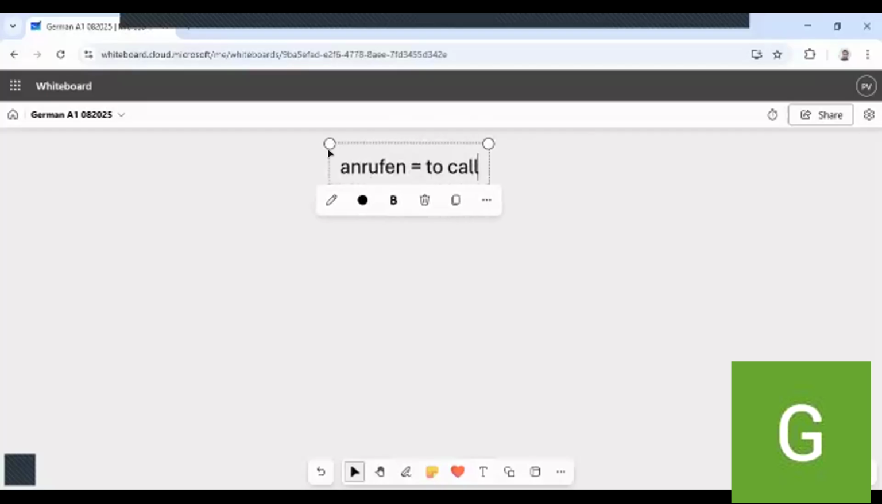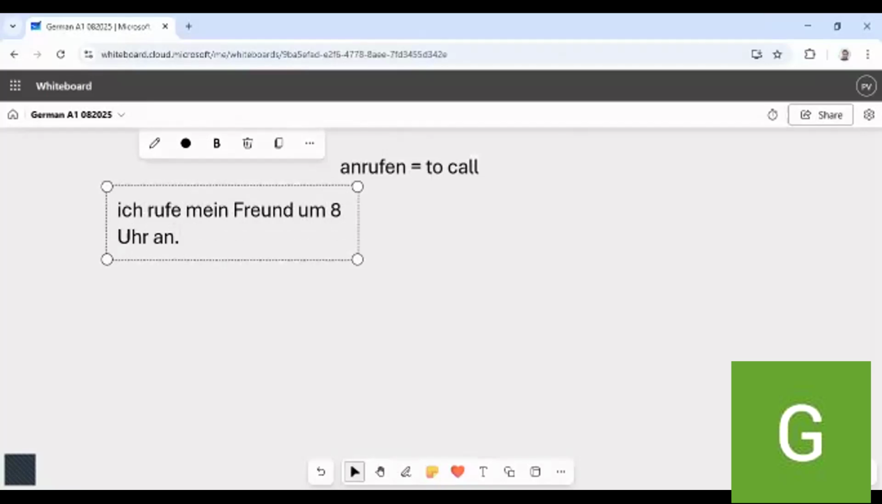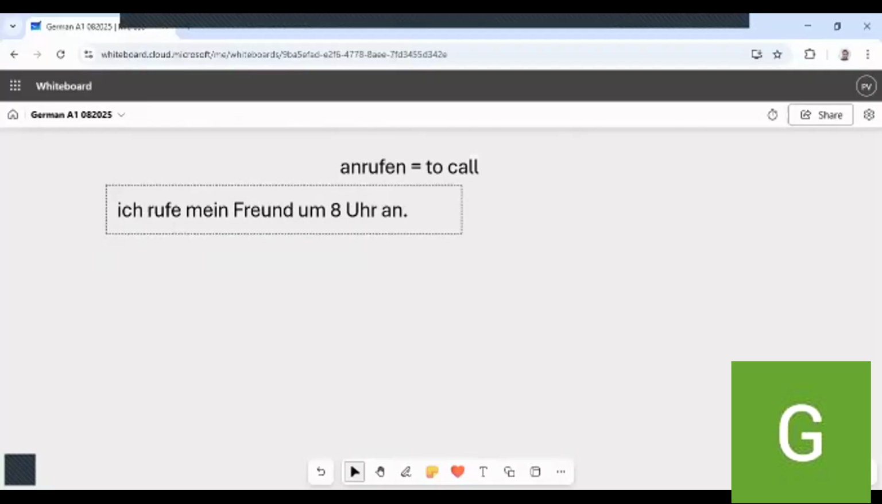So more precisely, it is to call somebody on the phone. Okay? So how are we going to make a sentence with anrufen? Ich rufe mein Freund um 8 Uhr an. Okay? This is how you can make a sentence with anrufen.